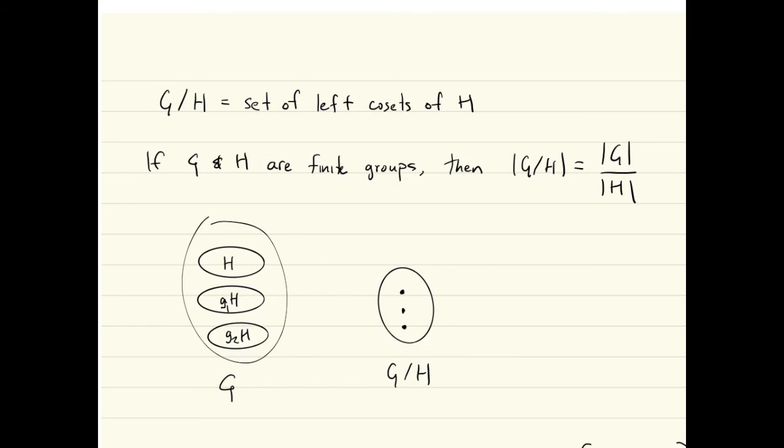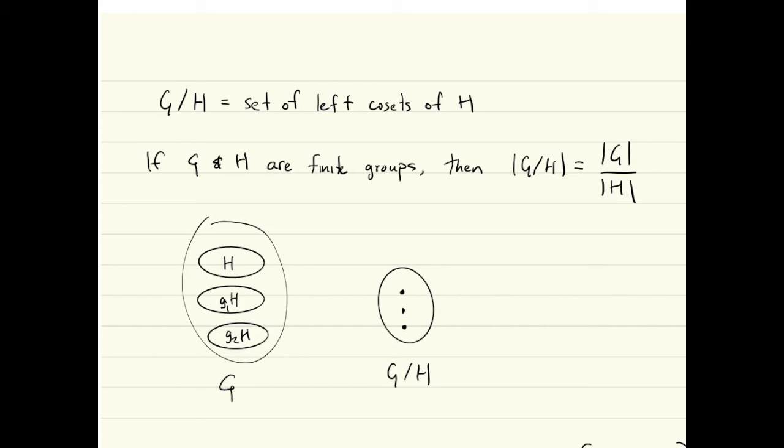So recall G mod H, where G is a group and H is a subgroup. G mod H is the set of left cosets of H. And if G and H are finite, in other words, they have a finite number of elements, then the size or order of G mod H is the size of G divided by the size of H.